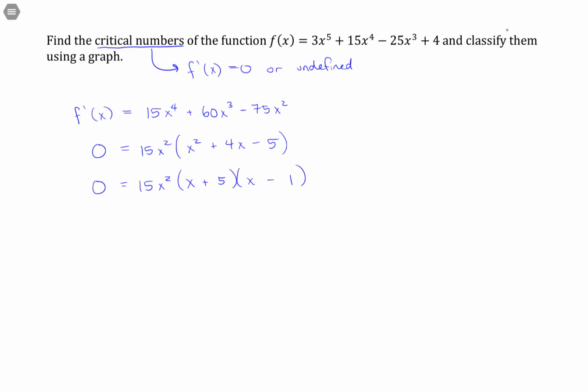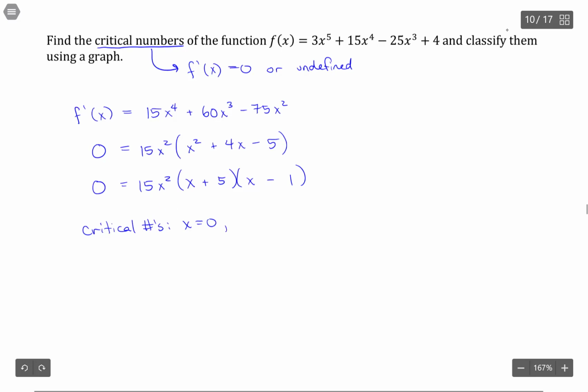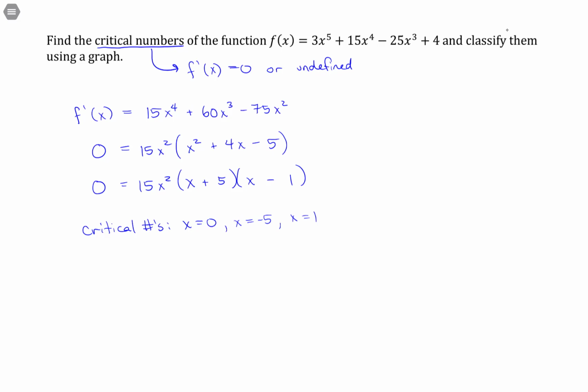Great. So what that means is my critical numbers are these. x equals 0, coming from the x squared term. x equals negative 5, and x equals positive 1. So it looks like I have 3 here. Now, the next thing is to classify them. And it said to use a graph, but we can use a graph or we can do this analytically. And personally, I prefer using analytics here because it's a little more precise.